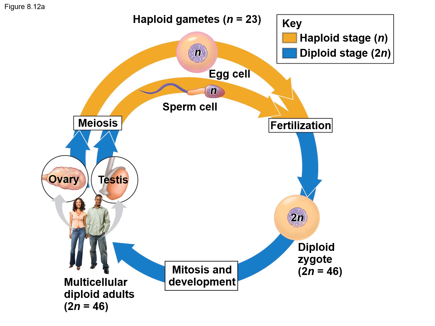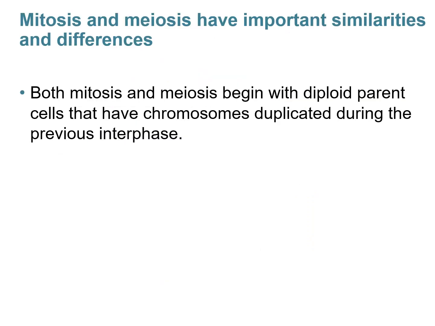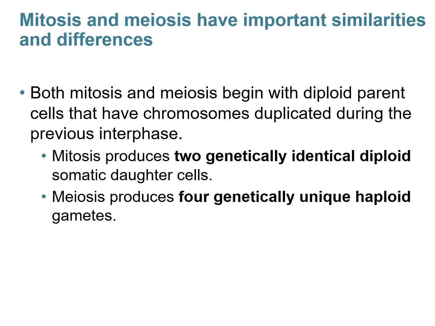All right, so let's make some comparisons between mitosis and meiosis. First, both mitosis and meiosis begin with diploid parent cells that have chromosomes that have replicated during interphase. At the end, mitosis is going to produce 2 genetically identical diploid somatic daughter cells. This means that they will have 2 copies of every chromosome, and that those copies will be identical between the cells, and that these cells are body cells. That's why they're somatic.